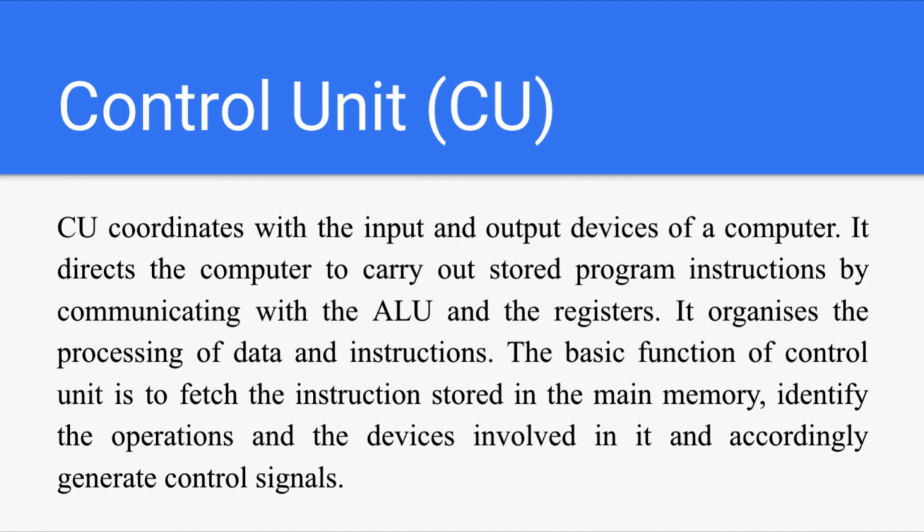Core function of the control unit. At the heart of its operations, the control unit has a fundamental task: fetching and managing instructions. The basic sequence involves the control unit fetching instructions stored in the main memory, identifying the operations and devices involved, and generating control signals accordingly. It's like the scriptwriter, director, and stage manager rolled into one, ensuring each operation unfolds flawlessly.